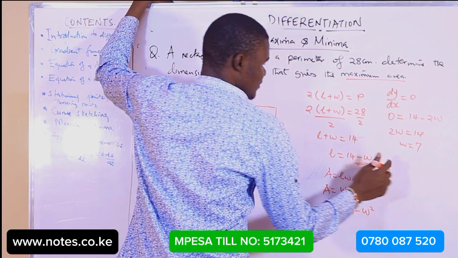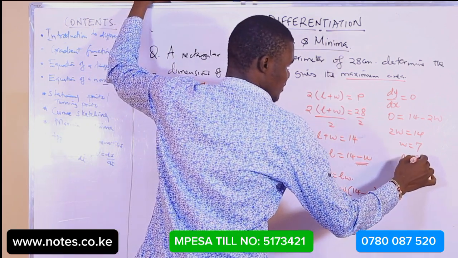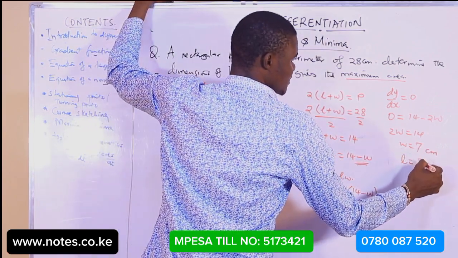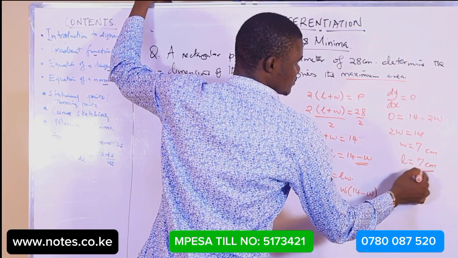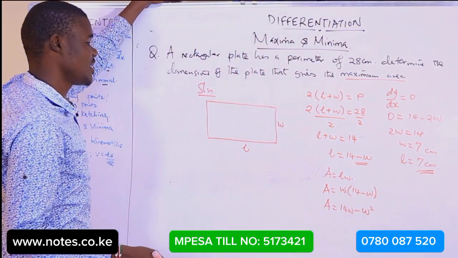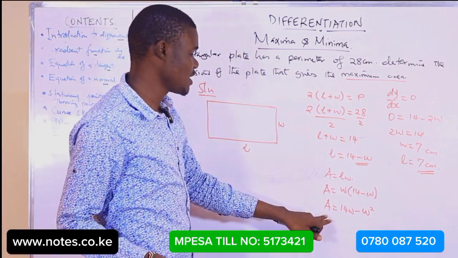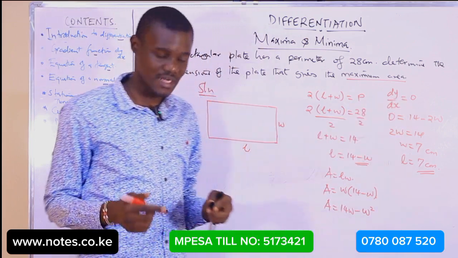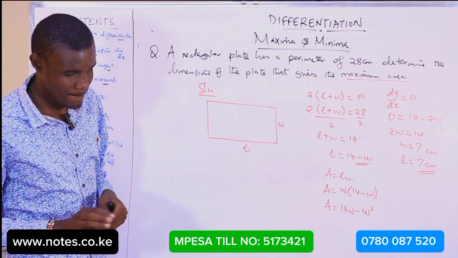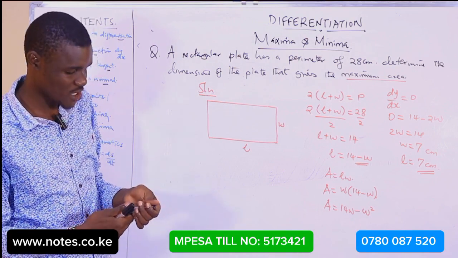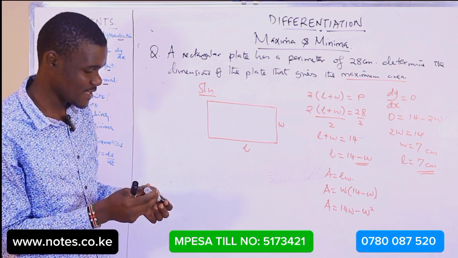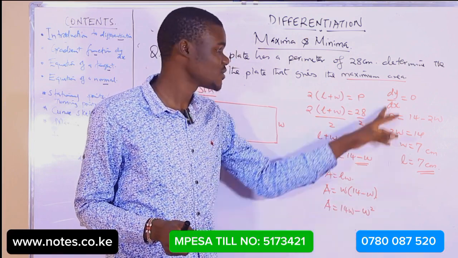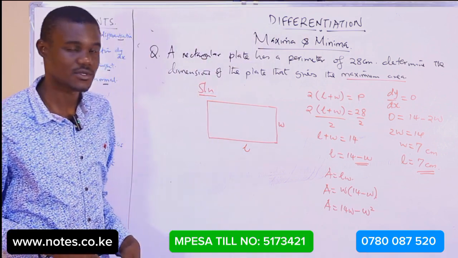And for you to get the length, you just replace, and the length will also be 7 when you replace here. So you give the units in centimeters. So whenever you are getting maximum or minimum, once you've got your expression, just differentiate and equate that differential to what? To 0. That is all about maxima and minima. There are several more examples that you can practice, but that is the concept. Once you get the working formula, you just differentiate and equate to 0, you will get the dimensions, okay?